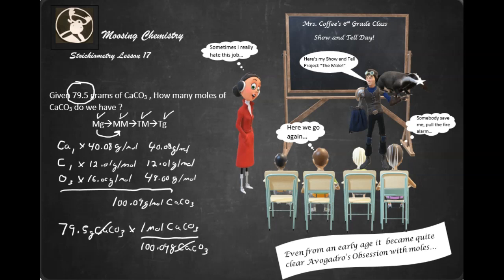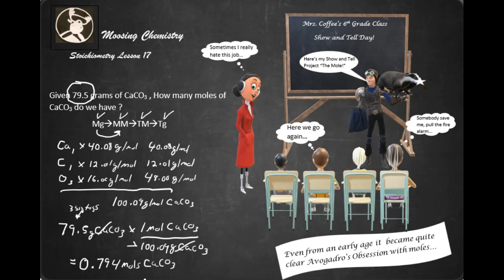79.5 times 1 divided by 100 is going to give us 0.794 moles of calcium carbonate. And that's it. Notice that we have 3 sig figs here now. 3 sig figs. Remember those lessons we did? I know you love sig figs.